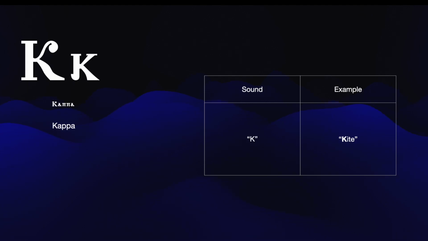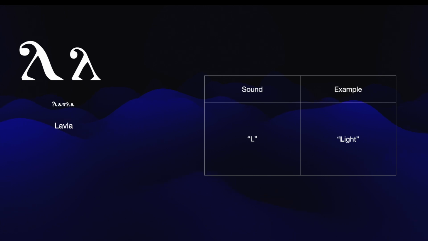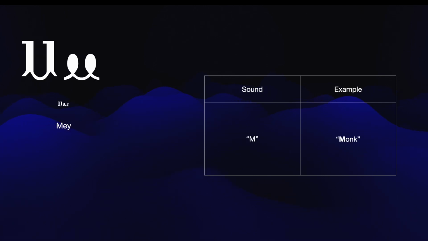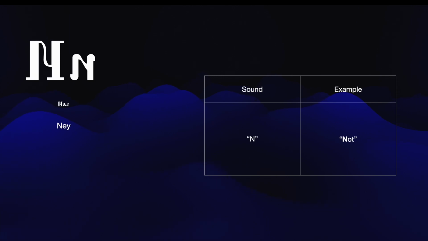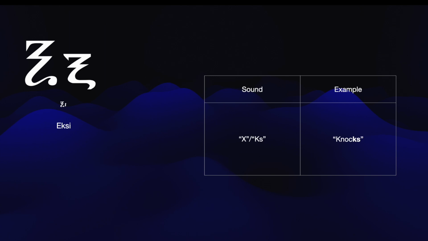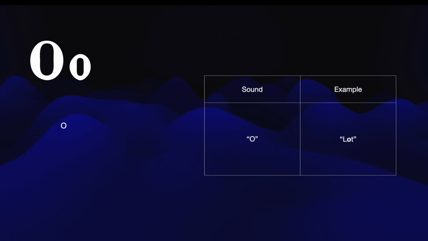This one's kappa, makes a K sound. This is lavla, like L. This is may, like M. This is nay, N. This one's Xe, makes an X, or more like a KS sound, like the last KS in Knox. That's the one that you're looking for.